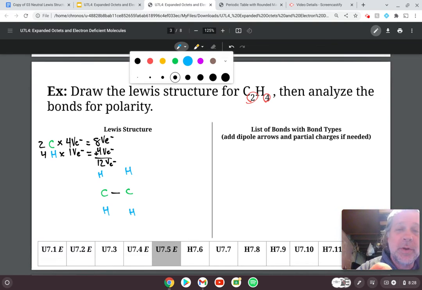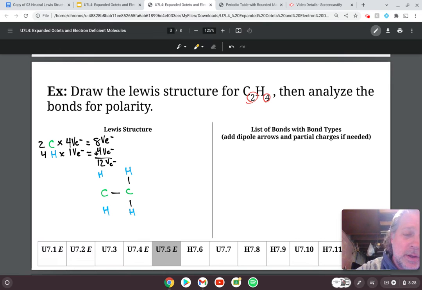The next thing I'm going to do is bond those hydrogens to the carbons, like so. And now I'm going to look at the number of bonds that I've used. I've used 1 bond in between the 2 carbons, and 1 bond in between the carbon and each of the hydrogens. So I've used a total of 5 bonds. If I take my 12 total electrons, and I know that I've used 5 times 2, which is 10 electrons, that leaves me with 2 valence electrons to find a home for.